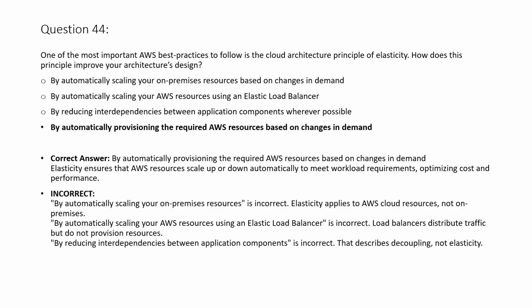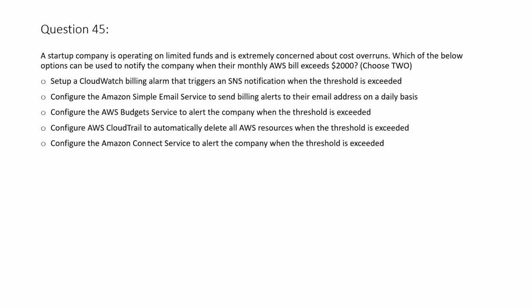So the correct answer is the last one, by automatically provisioning the required AWS resources based on the changes in demand. Whenever we need more resources, it will provide more. Elasticity features will be there based on the demand.